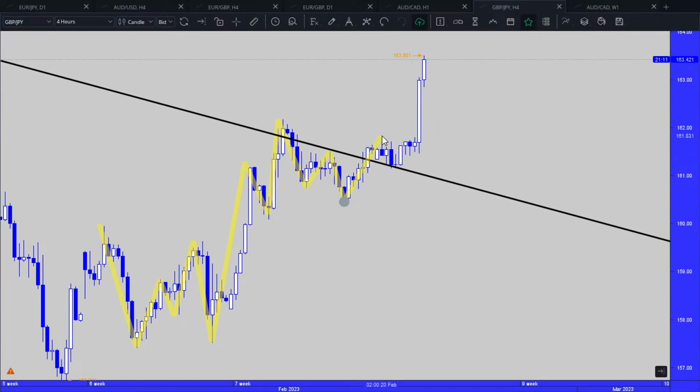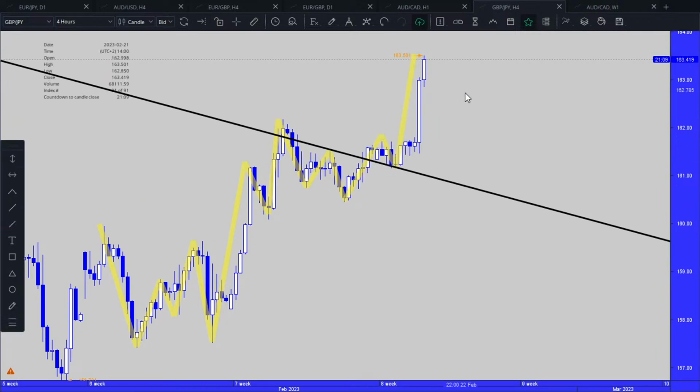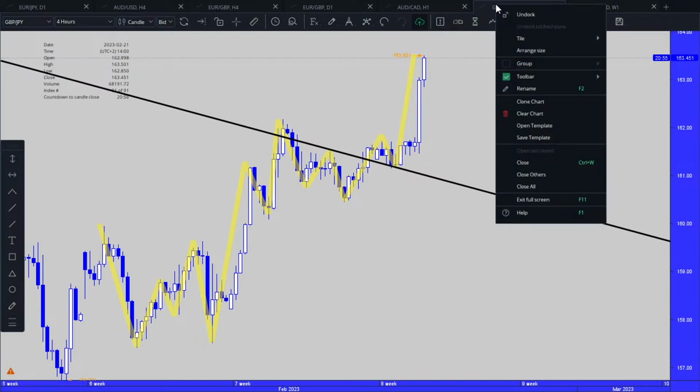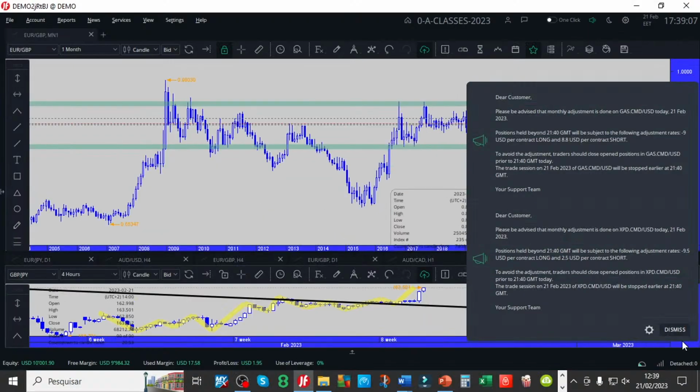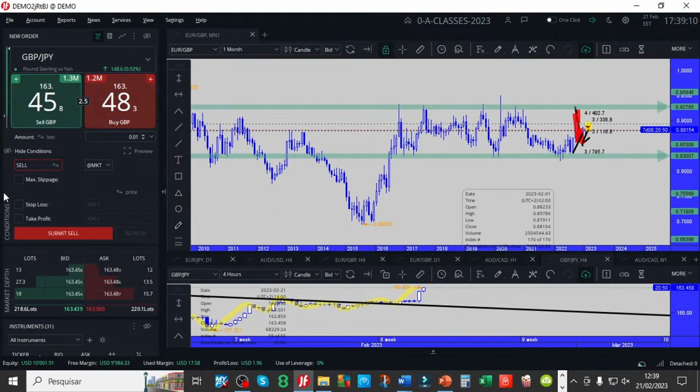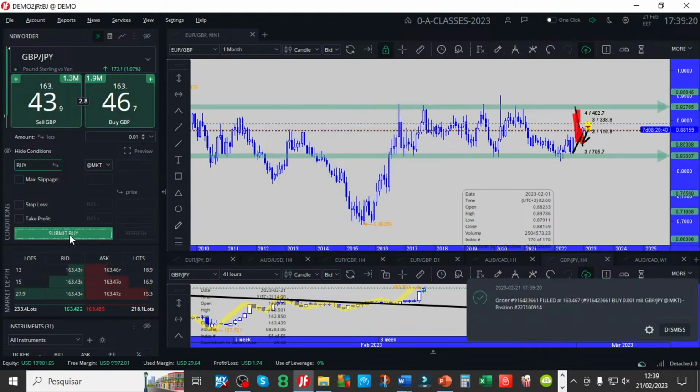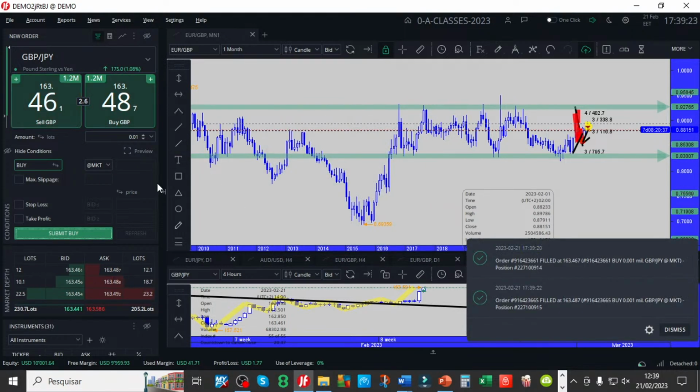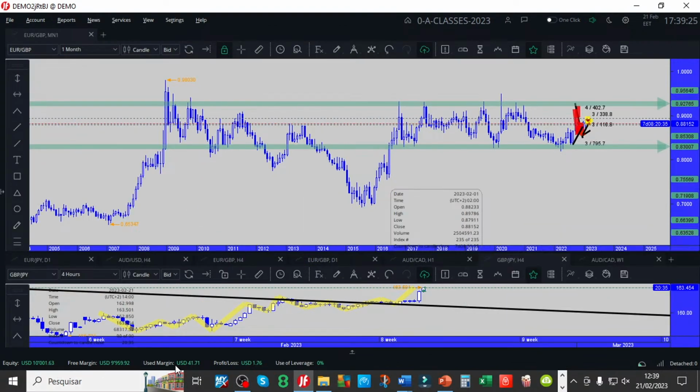Low to high, too low, too high, very good. Long 4 hours, stop loss 169, take profit 169. Okay, Broto is going long. Anybody else? Shola, 2. Okay, GBP/JPY, let's buy. I'm going to enter 2 times for Shola and Broto. Submit. Let's buy. And 2 orders, everybody.